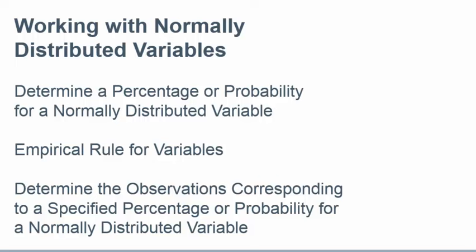Empirical rule for variables: 68% of the data is within one standard deviation, 95% of the data is within two standard deviations, and 99.7% of the data is within three standard deviations. Determine the observations corresponding to a specified percentage or probability for a normally distributed variable. This is where we're given the area, we find its corresponding z-score, then use x equals the mean plus z times the standard deviation to find our data point.